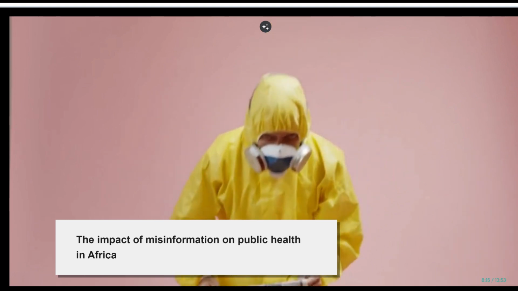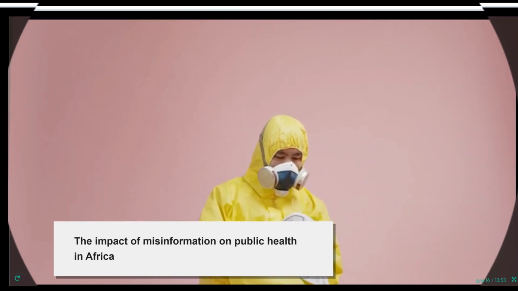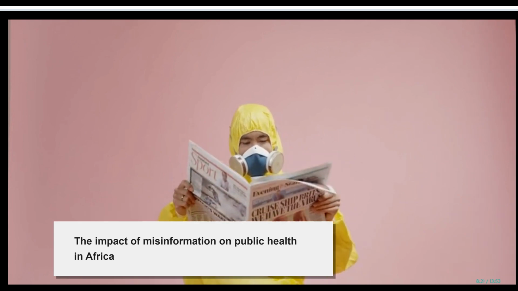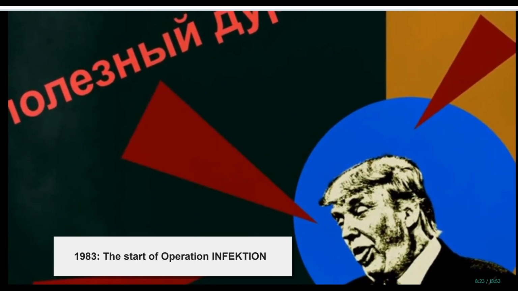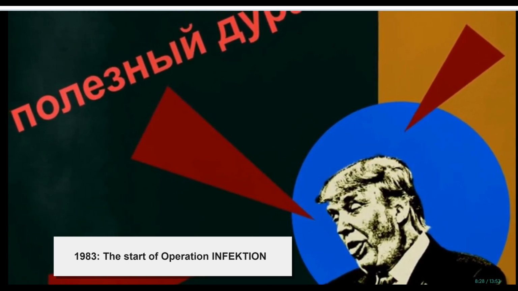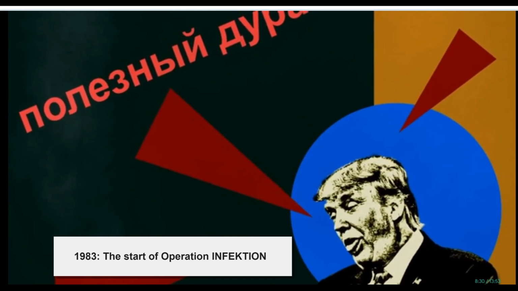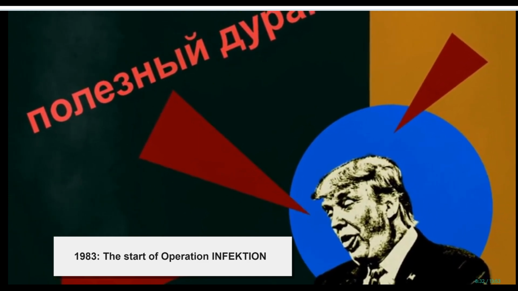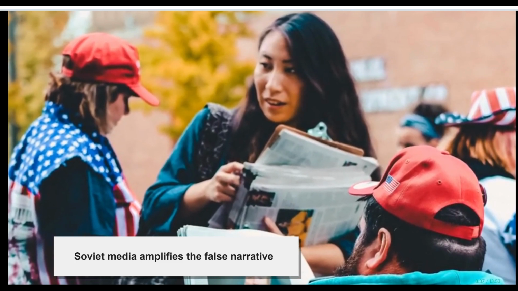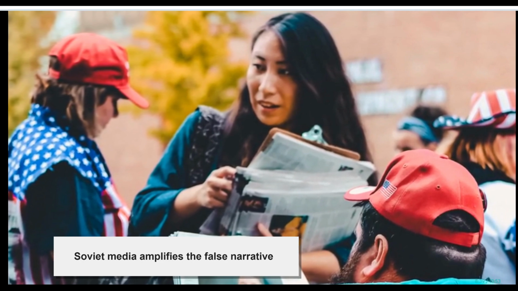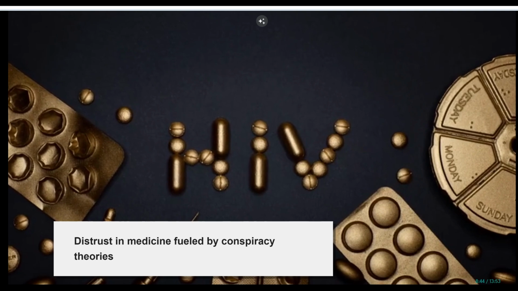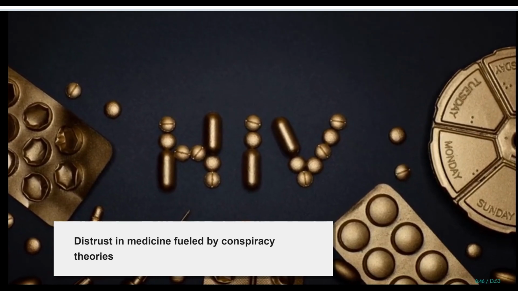As we approach the end of the 20th century, we encounter a lie that had devastating consequences for public health in Africa. In 1983, Soviet intelligence services launched Operation Infection, a disinformation campaign that claimed AIDS was a biological weapon created by the United States military. This lie, initially published in an obscure Indian newspaper, was picked up and amplified by Soviet-aligned media outlets around the world. The consequences of this deception were severe and long-lasting.